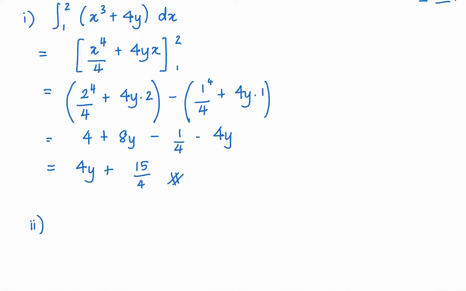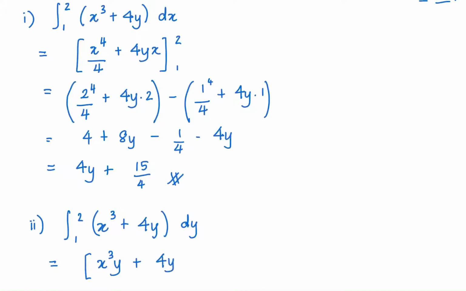Okay, so part 2. So the same function here, x cubed plus 4y, but now we are integrating with respect to y. So since we are integrating with respect to y, that means our x will be taken as constant. Okay, let's integrate this. X to the power 3, x is a constant, so just leave x to the power 3 as it is. Since it's a constant, we add one independent variable, which is y. Okay, plus 4y, integrate that, that's going to be 4y squared over 2.